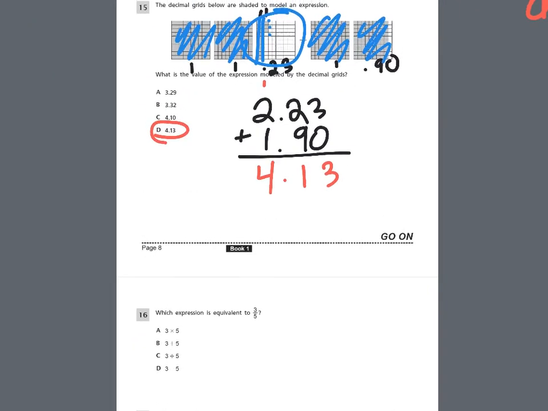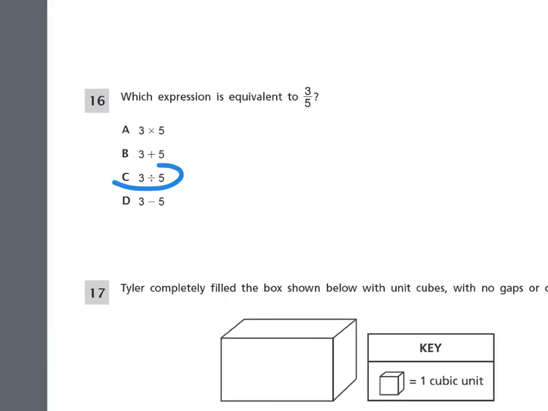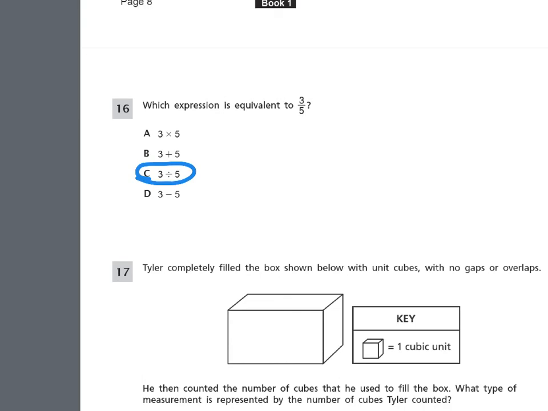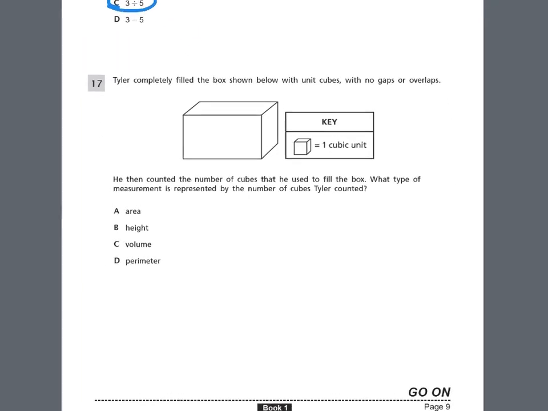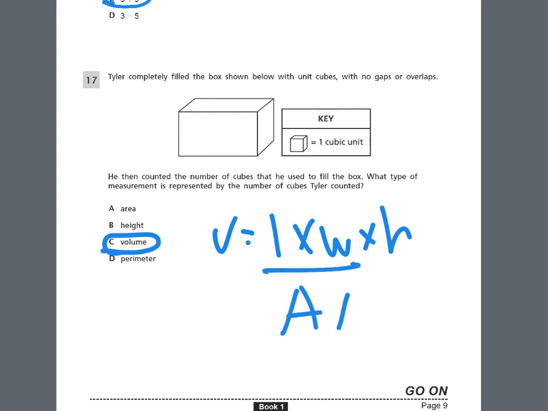For number 16, it says which expression is equivalent to 3/5? That's 3 divided by 5. So that's C. Number 17, Tyler completely filled the box shown below with unit cubes with no gaps or overlaps. He then counted the number of cubes that he used to fill the box. What type of measurement is represented by the number of cubes Tyler counted? Well, he's trying to figure out how many he can fit inside, so that's called volume. So that's C. Because volume equals length times width times height, or we could say area times height, because length times width is really area.